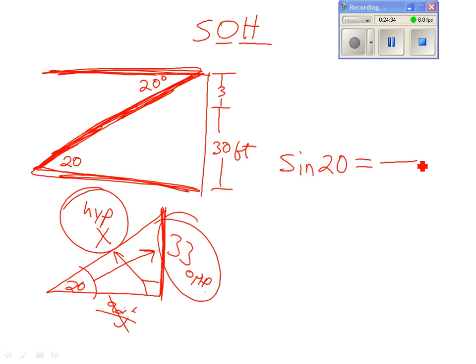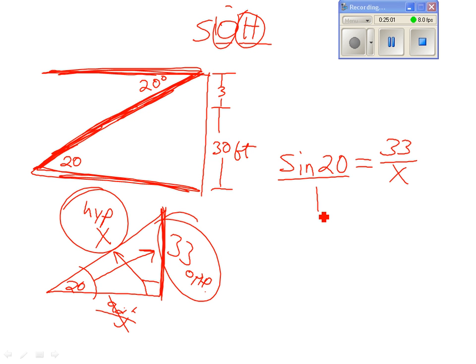Which one is on top, 33 or x? Because opposite over hypotenuse, right? So 33 over x. Put a 1 underneath that. What's the next thing I do? Rewrite it, finding what? So grab your calculator, don't hit second, because we're not looking for an angle, we know the angle, and you hit sine of 20 degrees.